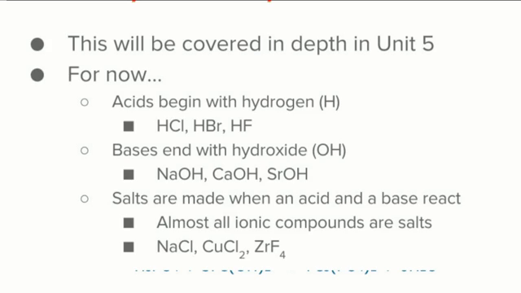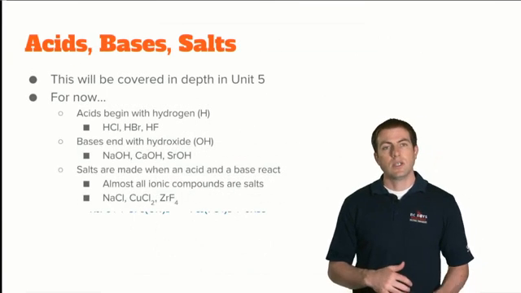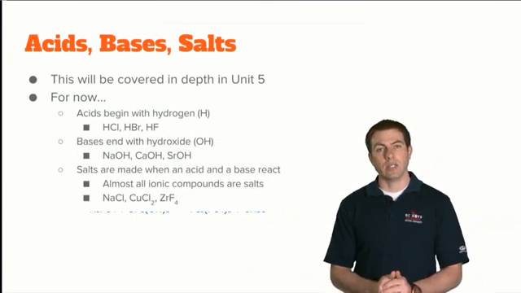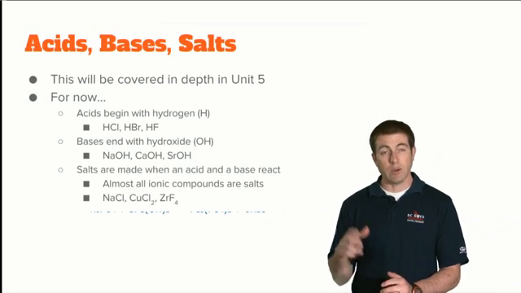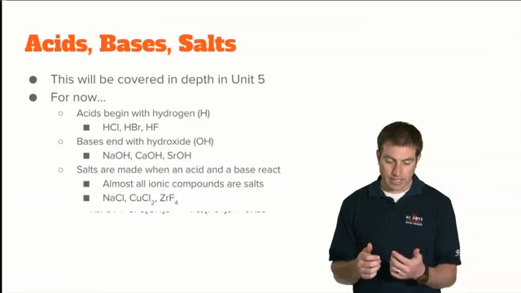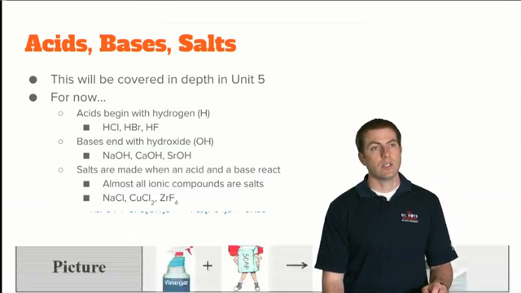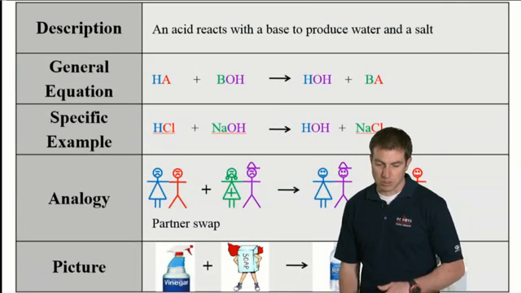So NaOH, sodium hydroxide, calcium hydroxide, strontium hydroxide, all of these end in OH, they're bases. And then salts are, by definition, what happens when you react an acid and a base together. So if you end up with NaCl, that's a salt. CuCl2, that's a salt. Zinc chromium fluoride, those are salts. So salts are this broad category of compounds that you get when you react a base and an acid together. So that being said, let's look at our analogies, and then we'll look at a couple examples.